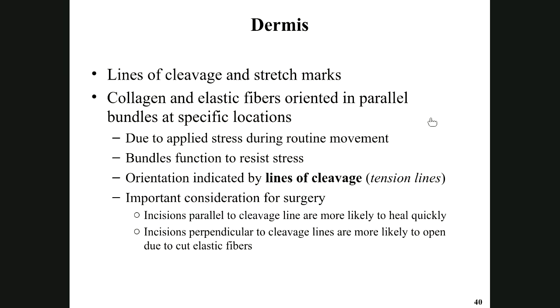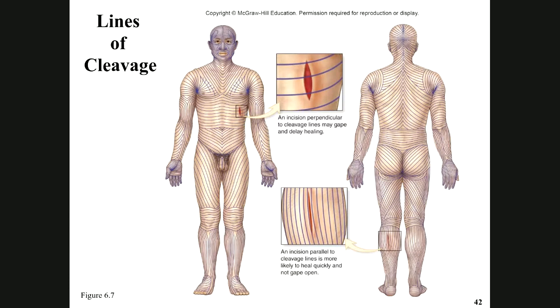In our skin, we have lines of cleavage and also stretch marks. In the skin, as you see in this picture, we have some parallel lines. These parallel lines can show us the orientation of collagen and elastic fibers. And as you see in these two pictures, these orientations are different in different regions of our body. In some parts of our body, they are transverse. In some parts, they are oblique. In some parts, they are circular. In some parts, they are vertical. So they are different in different regions of our body.